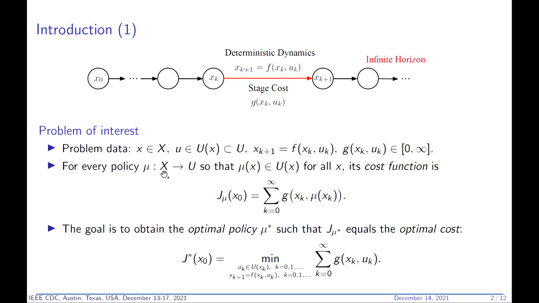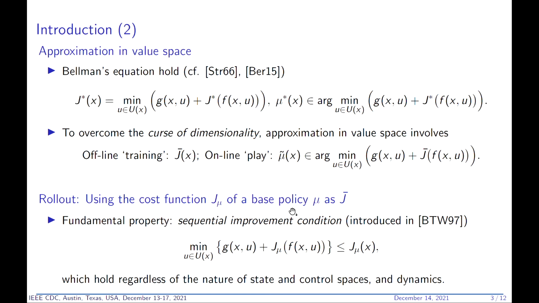For a function that maps X to U, if all the control constraints are respected, we call it a policy. Its cost function is defined as the sum of the infinite sequence of stage costs accumulated along the trajectory under the influence of policy mu. The goal of this problem is to obtain the optimal policy mu star such that its cost function equals the optimal cost, defined as the optimal value of this expression minimized over the infinite sequence of controls subject to the control constraint and system dynamics.